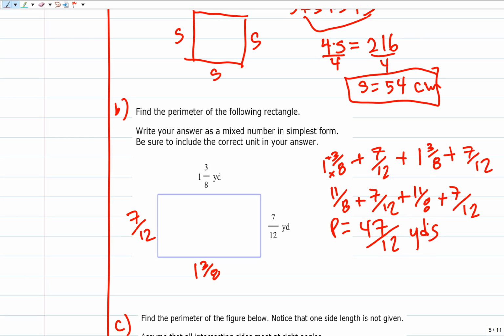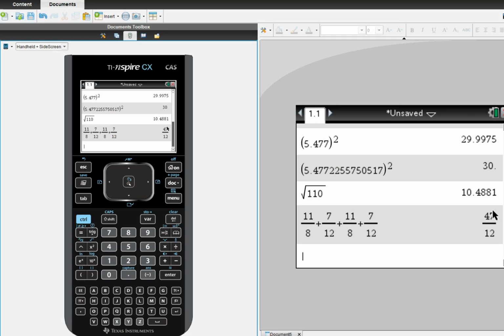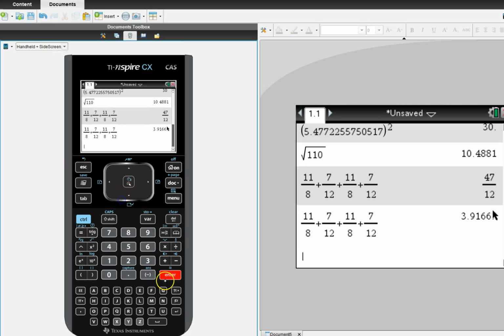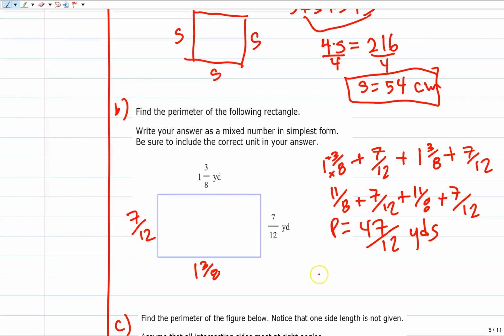The problem is I still need to be able to turn that into a mixed number, it said. So I need to divide the 12 into the 47. So let's see. It's going to go in 3 times with a mess after it. So what I can do is 47 divided by 12. Goes in 3 times. That's 36, leaving us with 11 parts. So really our perimeter should be 3 and 11/12 yards.